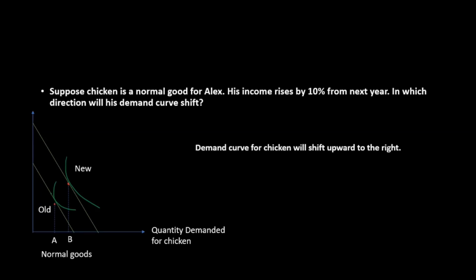Now you can see that as I move from my old indifference curve to my new indifference curve, the most optimal point of consumption for chicken has also increased from A to B. So what has happened here? The demand curve has shifted upwards to the right.